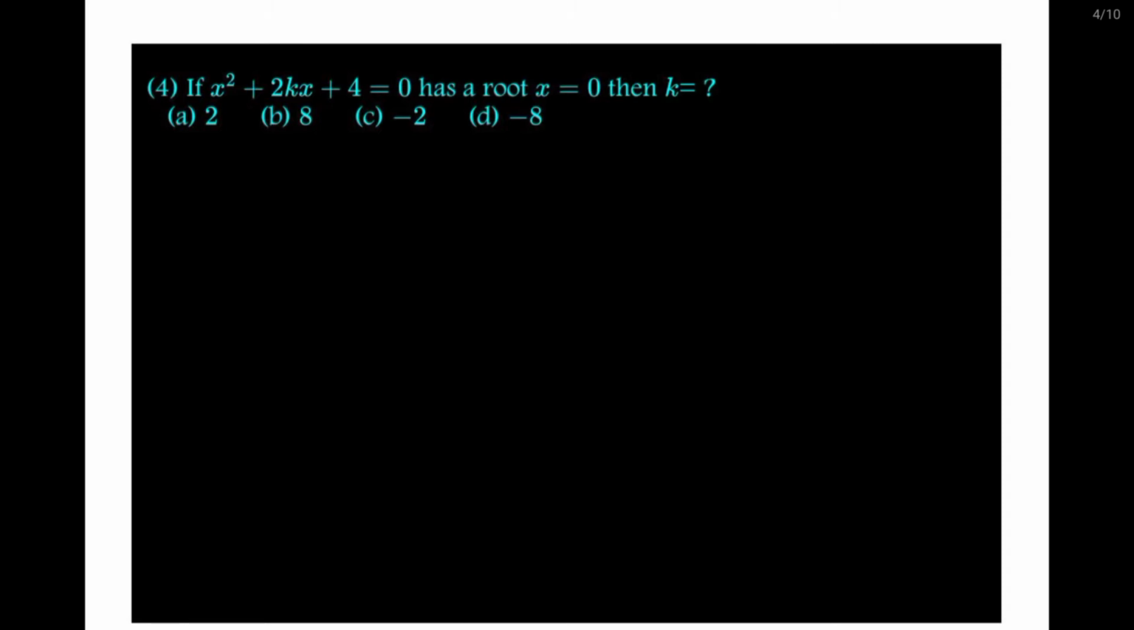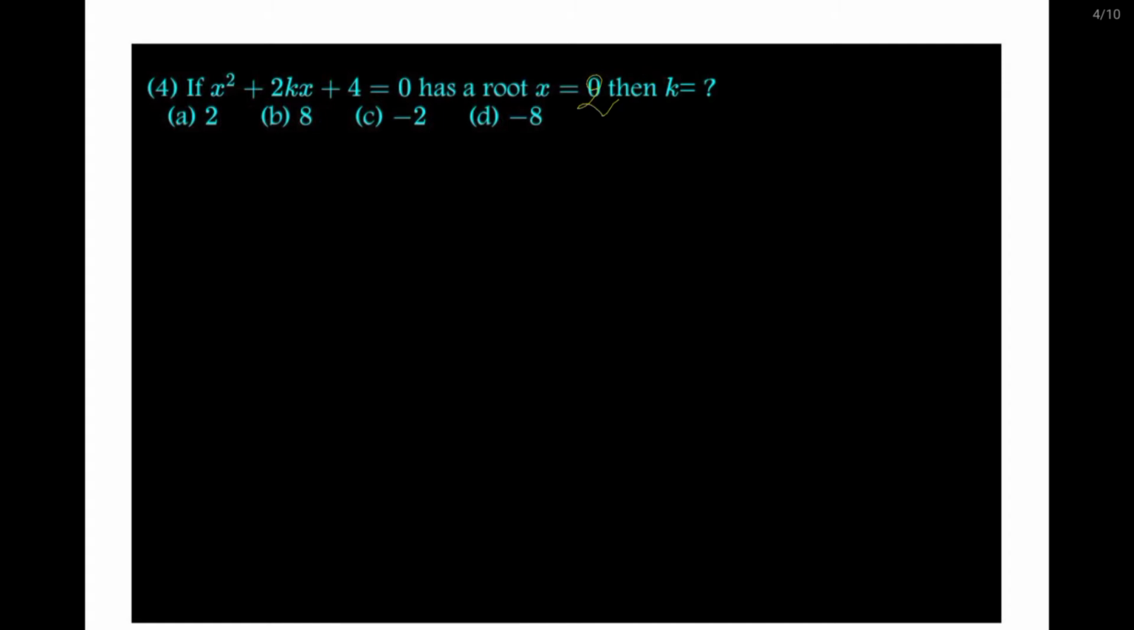If x squared plus 2kx plus 4 is equal to 0 has a root x is equal to 0, there may be something fishy. Yes, there is a problem actually. There was a typing mistake. This is x is equal to 2. Then we have to find the value of k.